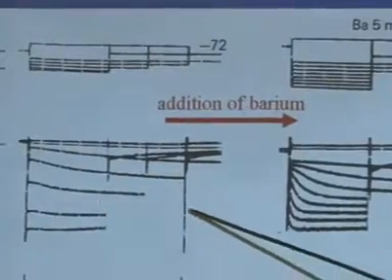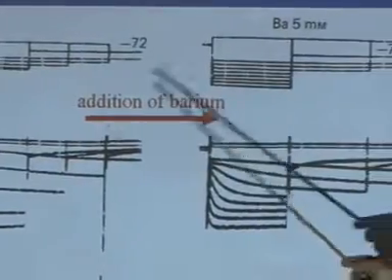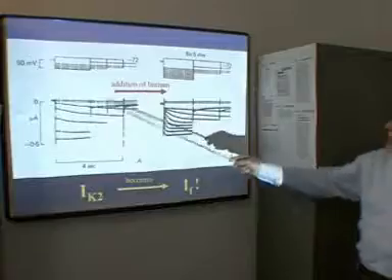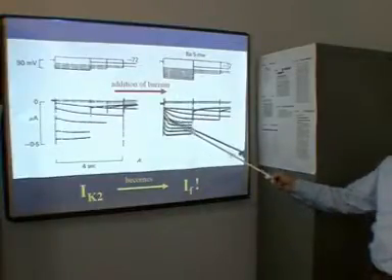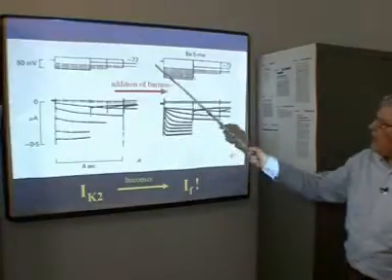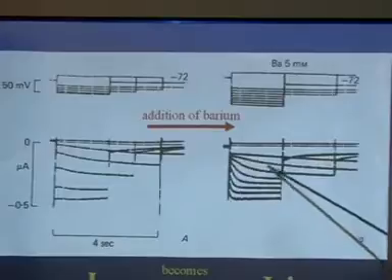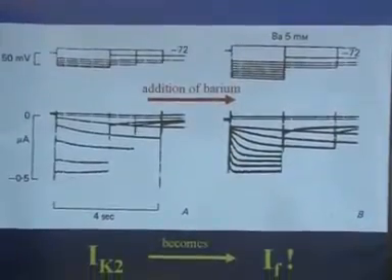Once this depletion was removed by, for example, addition of barium, then the IK2 type of behavior could become an If type of behavior. This is the same Purkinje fiber in the absence of barium. In the presence of barium, you can see that the current does not reverse anymore. There's no reversal at very hyperpolarized voltages. So this is exactly If, and we are here in Purkinje fibers.